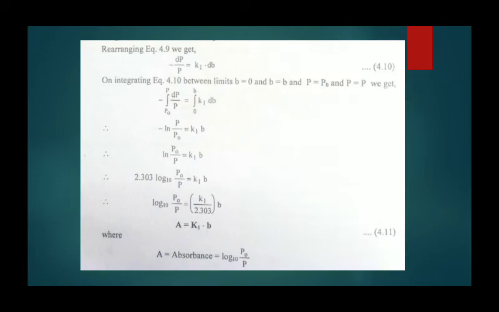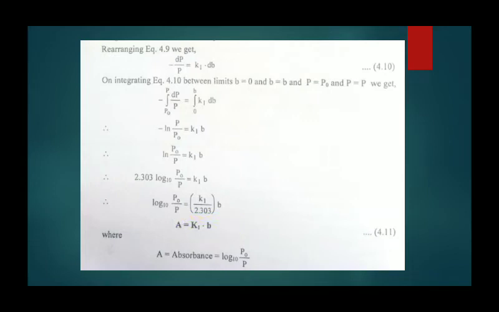So this equation becomes log to the base 10 P0 upon P is equal to K1 upon 2.303 into B. But log of P0 upon P, we have seen, is equal to absorbance. Therefore, instead of writing this, you can write absorbance. And K1 upon 2.303 is a new constant, K1 into B. This indicates that absorbance is directly proportional to thickness of the medium.